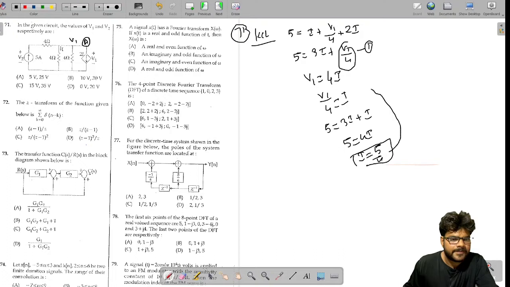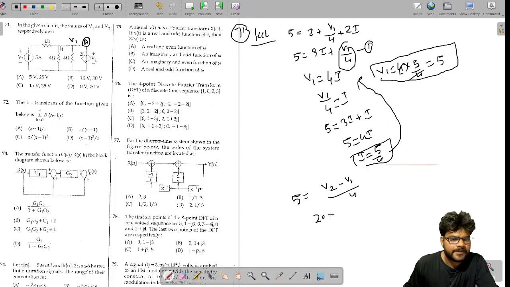Okay, so let's plug this I here. So you will get V1 equals 4 into I, which is 5 by 4. The 4 will cancel out. So V1 you will get 5. Now how can you write V2? To write V2, you know 5 ampere current is coming here. So you can write 5 ampere incoming current equals V2 minus V1 by 4. So this is going to be 20 plus V1 equals V2, and V1 you found is 5. So V2 you will get 25 from here. So V1 is 5, V2 is 25, then the correct option will be A.